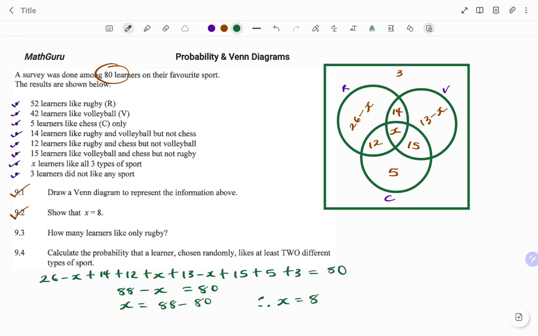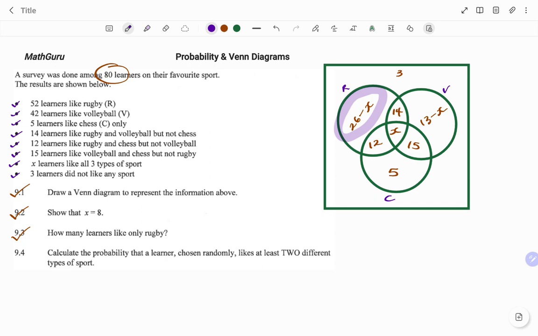The next statement says, how many learners like rugby only? If I go back to my Venn diagram, for rugby only, I have that as 26 minus x. So I have rugby only equals 26 minus x. We found x to be 8, so that's equal to 26 minus 8. Therefore, rugby only equals 26 minus 8, that's 18 learners.